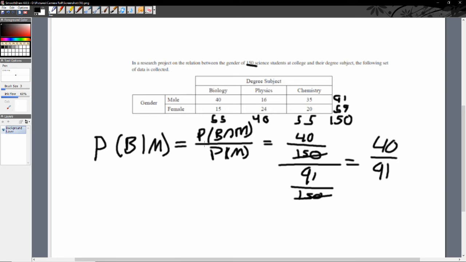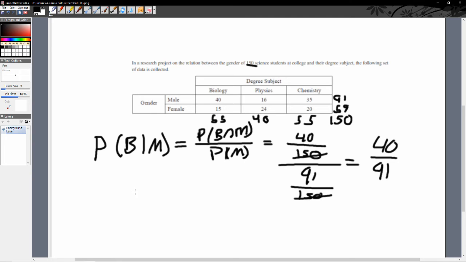Now, it's important to remember that the way they could word that question is, what is the probability that a man is studying biology? The wording of these questions is important, as oftentimes it will imply a conditional probability within the wording without saying "given" or things like that. You have to be on the lookout for that.